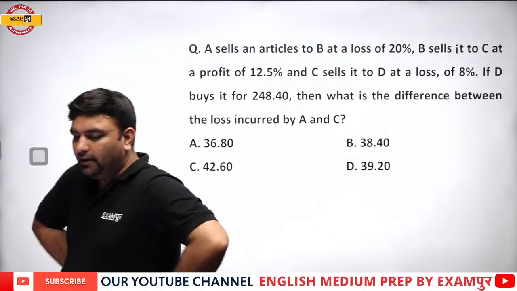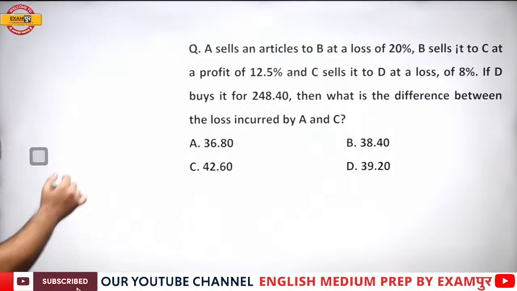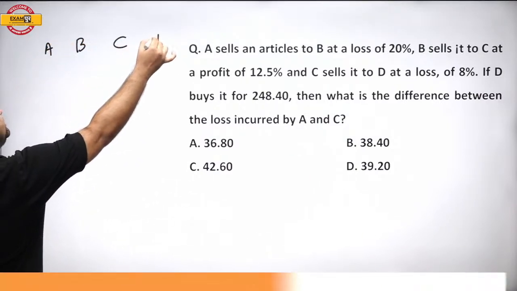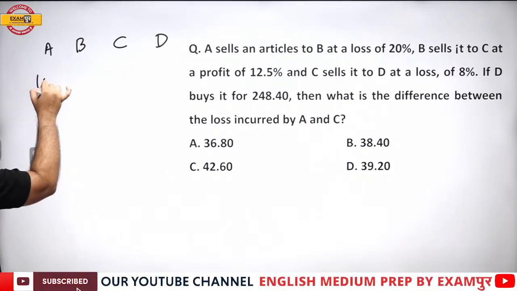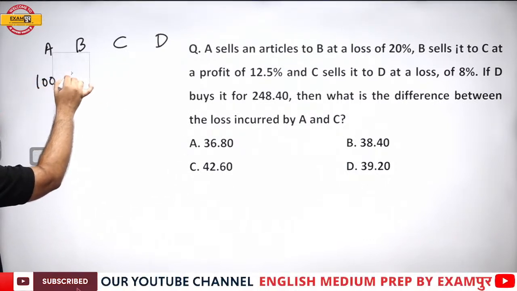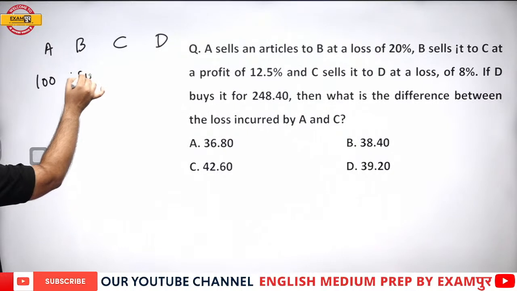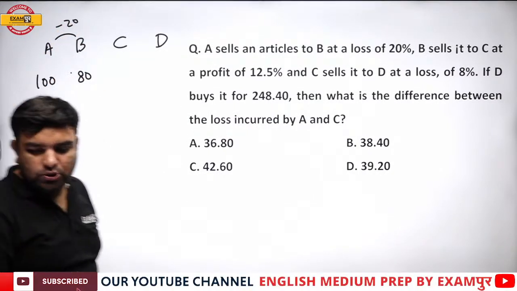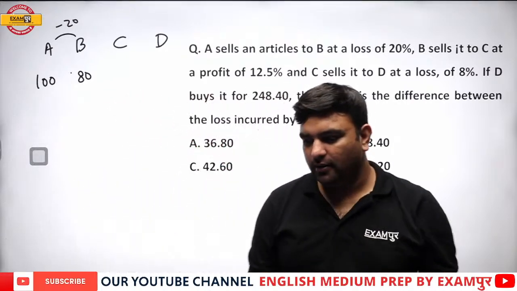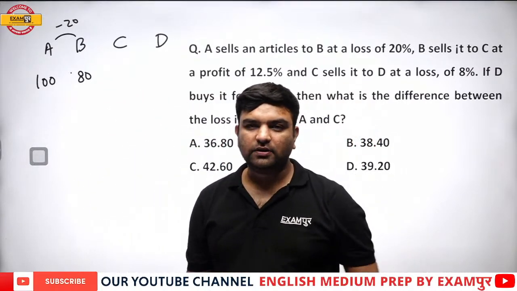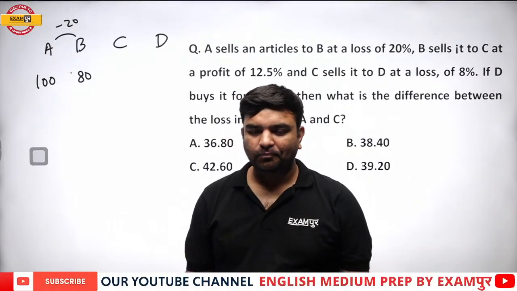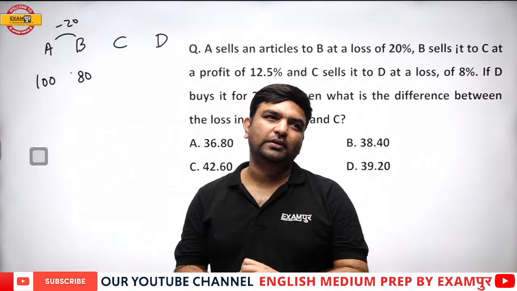A sells the article at a loss of 20%. So A, B, C, D. Article of 100 is being sold for 80. Loss. So A bears the loss of 20. A has to bear the loss of 20.